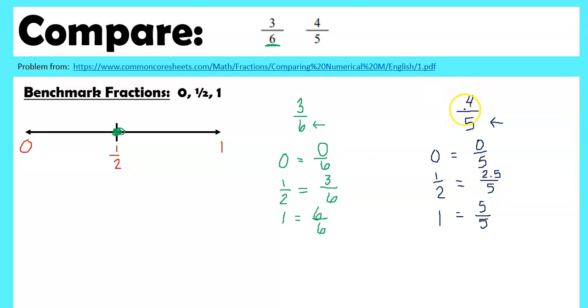So when I'm comparing my 4/5 to these three numbers, I can tell that 4/5 falls somewhere between the 2.5 over 5 and the 5 over 5. Or how we would really write that as a half and 1. So 4/5 falls somewhere between a half and 1. And we know that, yes, it actually falls a little bit closer to 1 than it does to a half. So this dot right here represents the fraction 4/5. And the green dot represents the fraction 3/6. So I can write that 3/6 is less than 4/5.